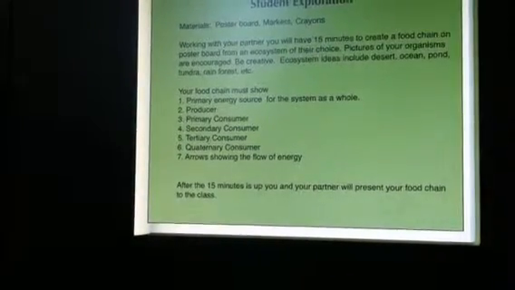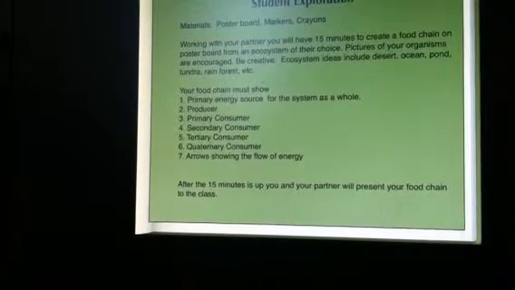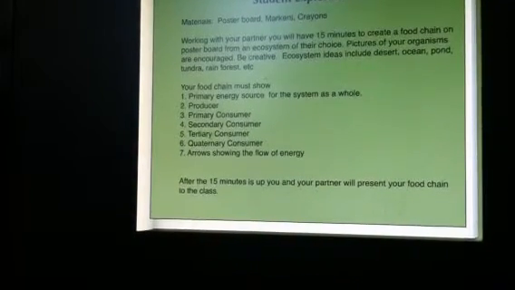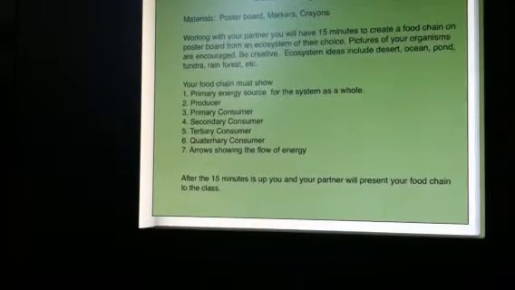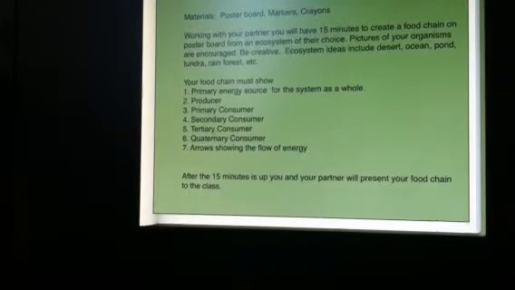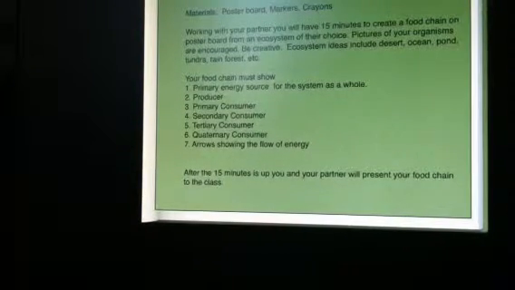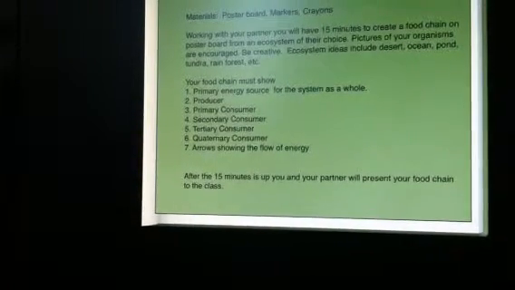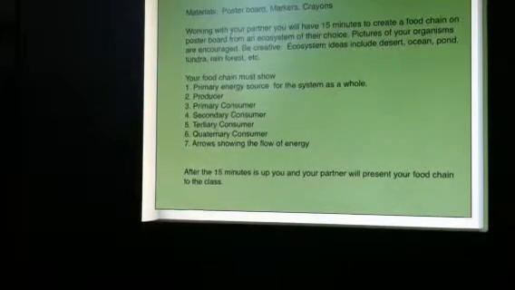Now we're going to do our student exploration today. I'm going to give each group poster board, markers, and crayons, and you're going to work with your partner. You have 15 minutes to create a food chain on this poster board from an ecosystem of your choice. I would like it if you drew some organisms on there. Make sure you label them. Some ecosystem ideas you can pick from are desert, ocean, pond, tundra, rainforest.